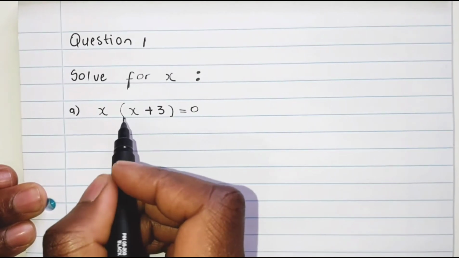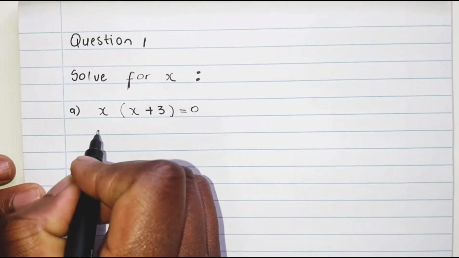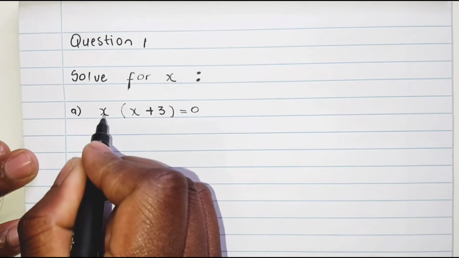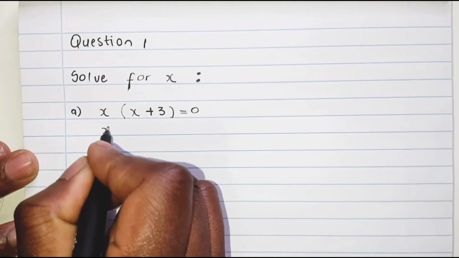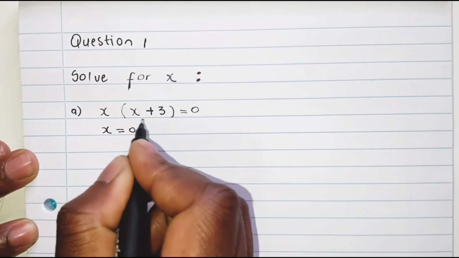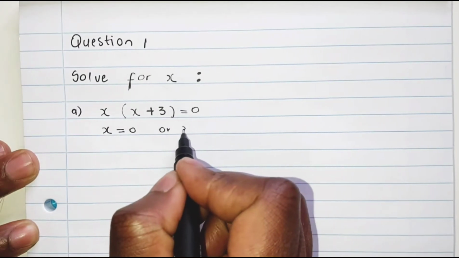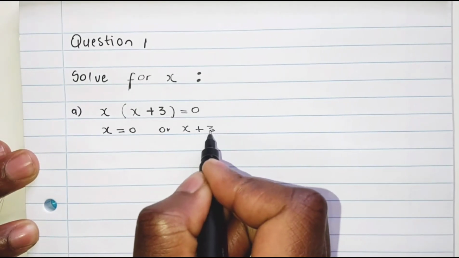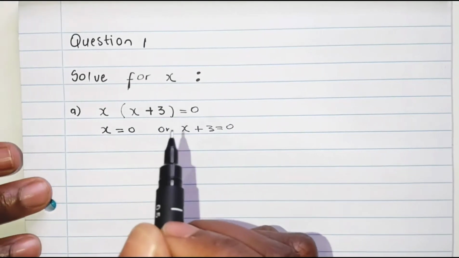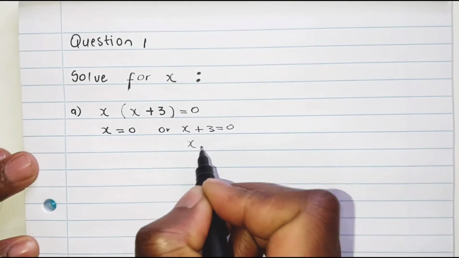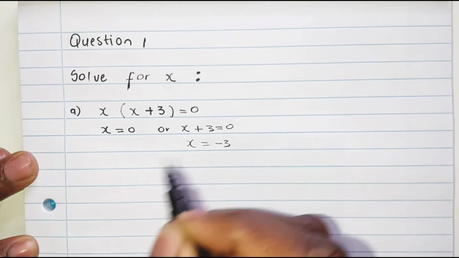So we already know that we are working with an equation, right? Our first thing to work out: this x is already equal to 0. So we're going to go x is equal to 0, which is this 0, or our 2x plus 3 is equal to 0, which is this one, followed by x is equal to negative 3.